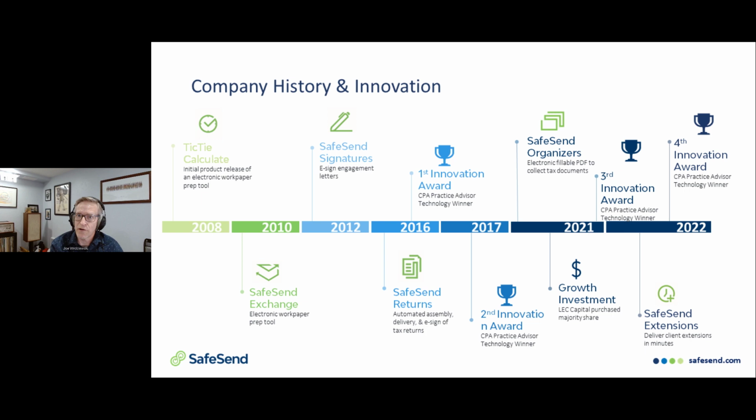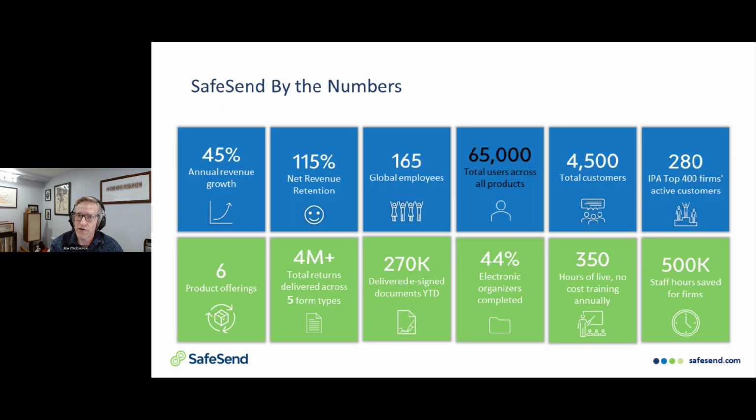And what I'm going to go into next is SafeSend by the numbers here, just showing you a basic overview of what we've been able to accomplish. What kind of firms do we have? It's 280 of the top 400 firms, and how many hours we've been able to help firms save on time, so that people at firms, the staff, partners, managers can work more with clients and building those relationships.